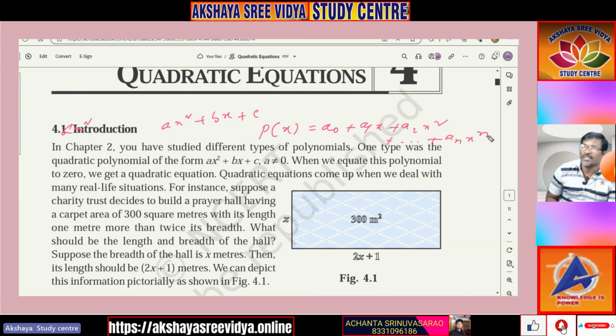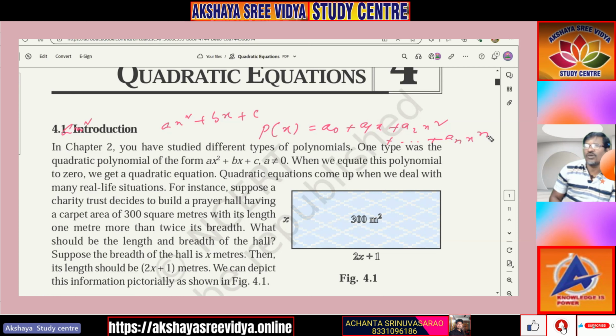Different types of polynomial: linear polynomial, quadratic polynomial, cubic polynomial. Any polynomial we have to decide by the highest power of the variable. The highest power of variable is 1, that is the linear polynomial. The highest power of variable is 2, that is quadratic polynomial. The highest power of variable is 3, that is cubic polynomial. The nth degree polynomial means the highest power of variable is n. Variable తో highest power n అయితే దాన్ని nth degree polynomial అని చెప్పి చెప్తాం. Okay? That is the different types of polynomial.